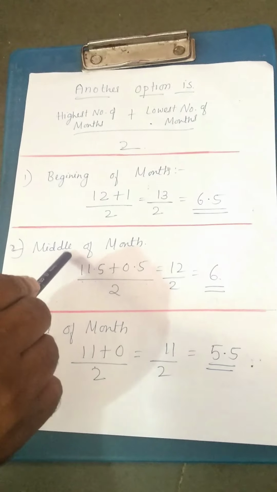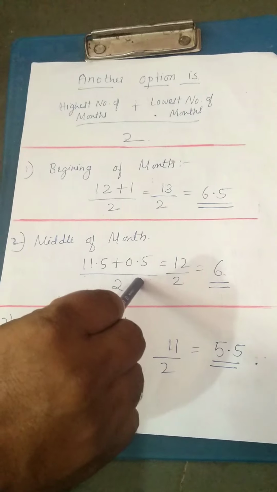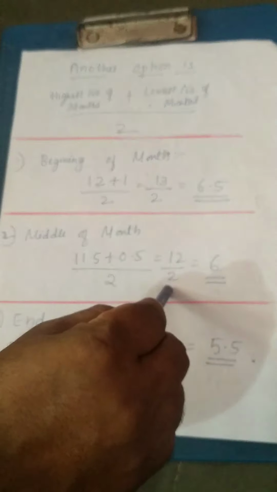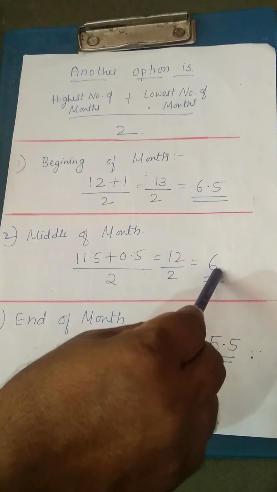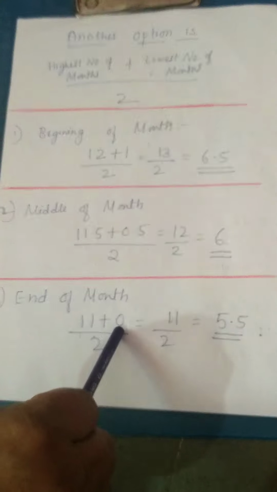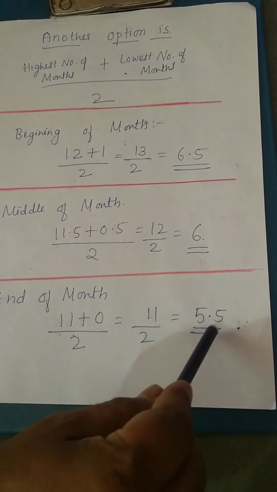If it is given at the middle of the month, 11.5 will be the highest and lowest will be 0.5. 11.5 plus 0.5 is 12, divided by 2 equals 6. End of the month, highest will be 11 and lowest will be 0, so 11 divided by 2 equals 5.5.